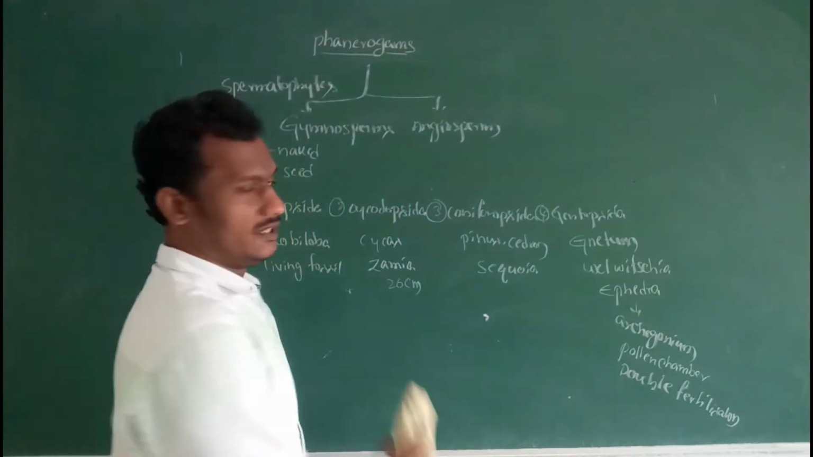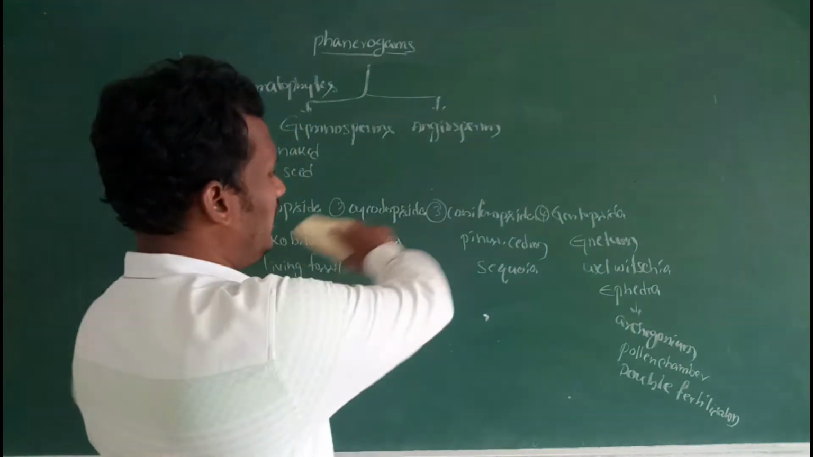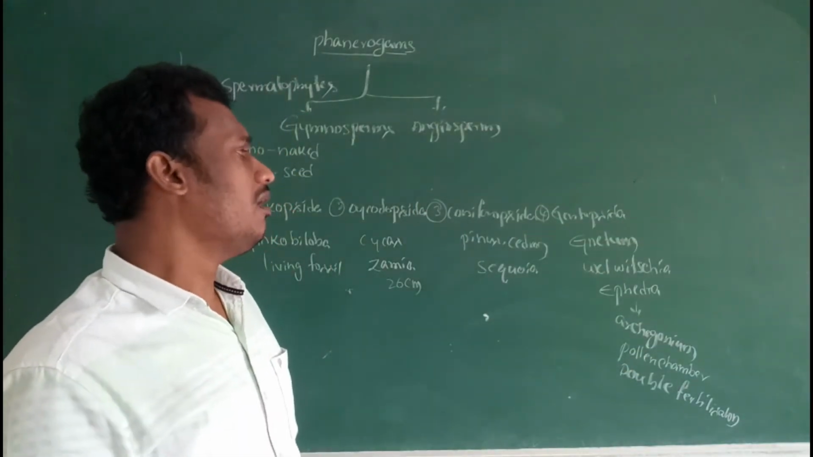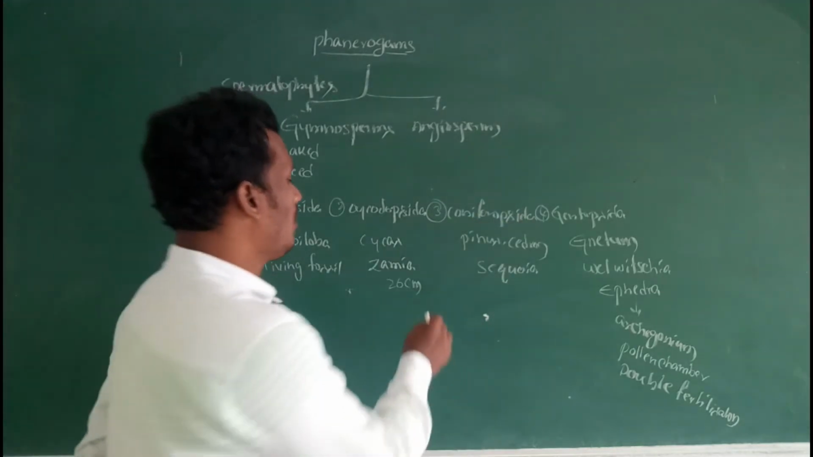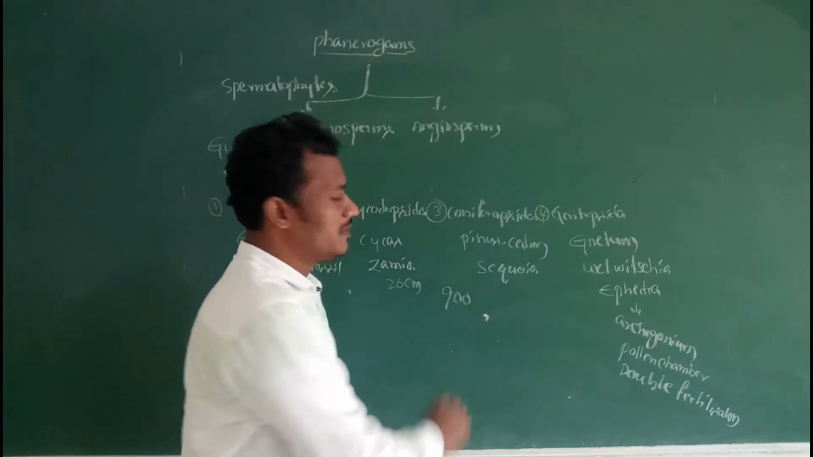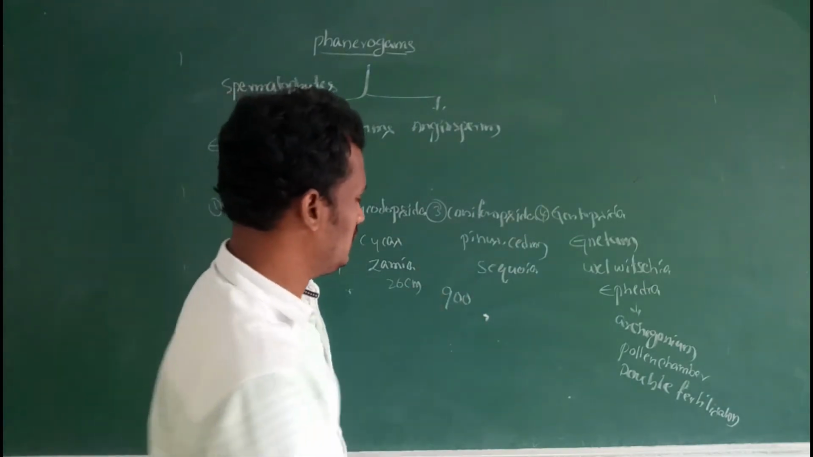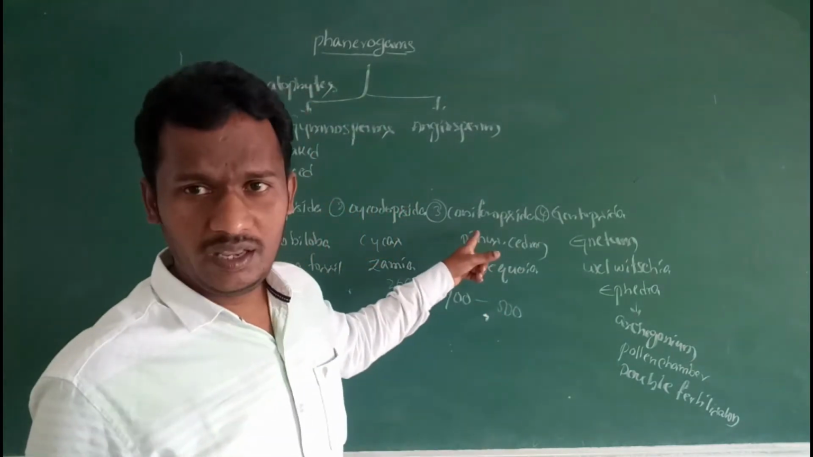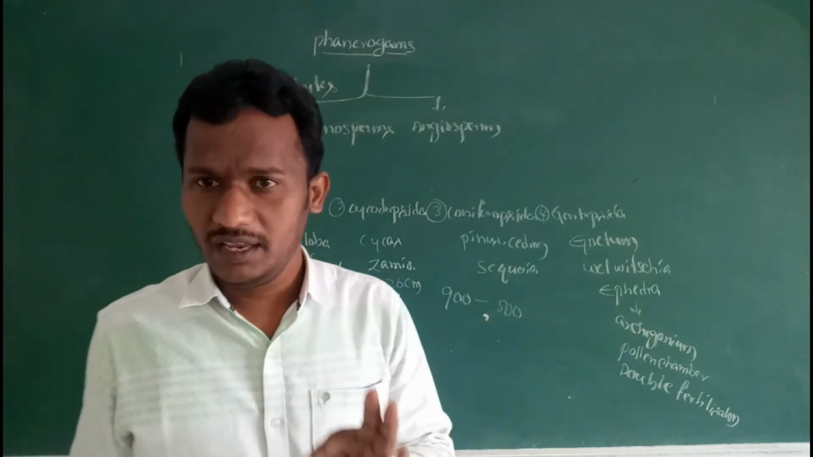Then we will see the general characters of gymnosperms. Among all these classes, the most dominant plants are conifers. More than 900 species of gymnosperms are living, and more than 500 of these are conifers.